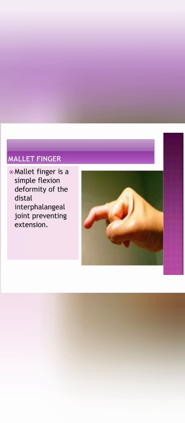And next, mallet finger. In mallet finger, there is a simple flexion deformity of the distal interphalangeal joint preventing extension. So here the distal part of the interphalangeal joint prevents the extension. The next one is the deformity of the thumb. There is severe hyperextension of the interphalangeal joint of the thumb. Here the thumb becomes hyperextended. In the picture itself we can see this clearly.